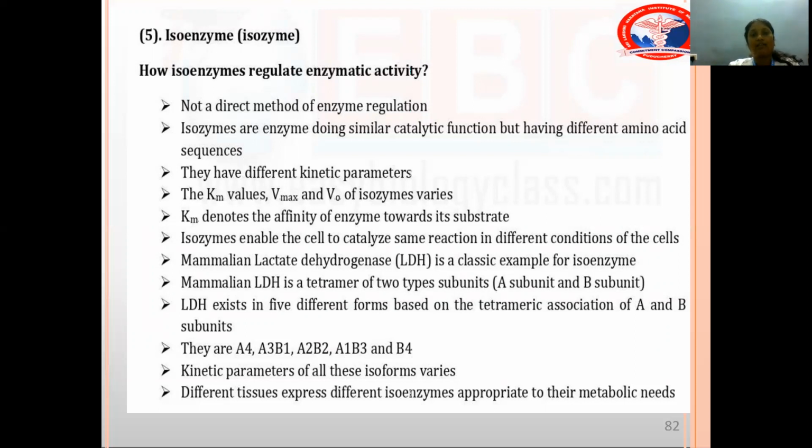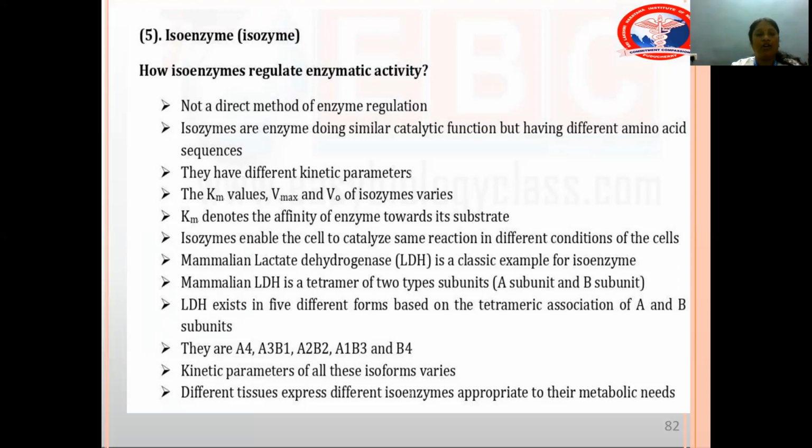Mammalian lactate dehydrogenase is a classic example of an isoenzyme. It is a tetramer made up of two types of subunits, A subunit and B subunit. It exists in five different forms based on the permutation and combination of tetrameric association of A and B subunits: A4, A3B1, A2B2, A1B3, and B4. The kinetic parameters of these isoforms vary, and different tissues express different isoenzymes depending upon their metabolic needs.